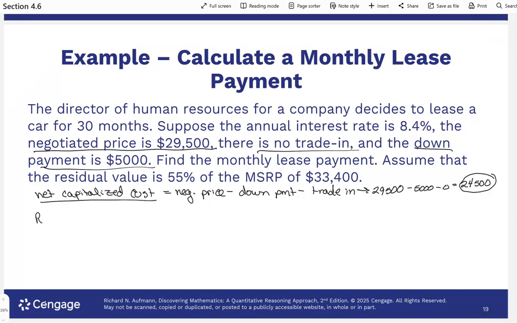I need to find the residual value. The residual value is going to be 55% of the MSRP of 33,400. So I need to find 33,400 times 0.55. And what that's saying is that that's how much that car is going to be worth at the end of the lease. That's 18,370.